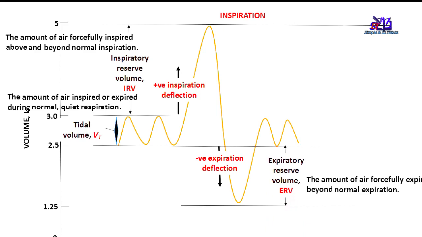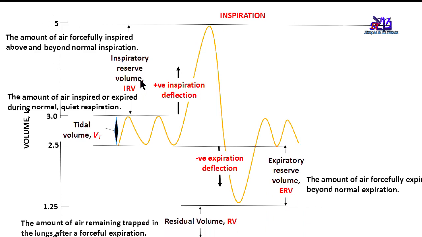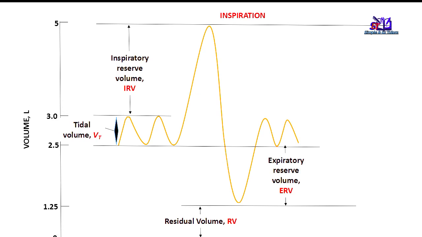The amount of air forcefully inspired above and beyond normal inspiration is called the inspiratory reserve volume, while the amount of air forcefully expired beyond normal expiration is called the expiratory reserve volume. You can see that from this point to this point. Here we have the residual volume, which is the amount of air remaining trapped in the lungs after a forceful expiration. So these are the four lung volumes that we are talking about.